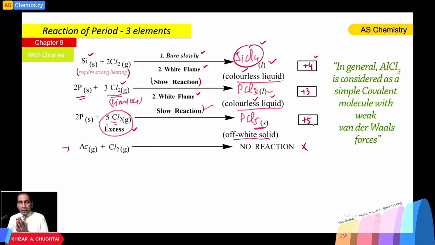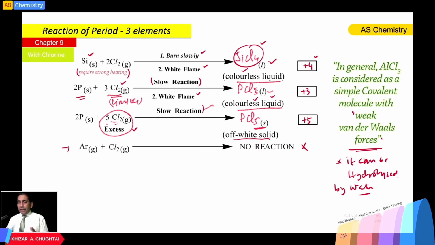Another thing, that is aluminium chloride is considered as a simple covalent molecule and it is going to have weak van der Waals forces. And one more thing, it can be hydrolyzed by water.